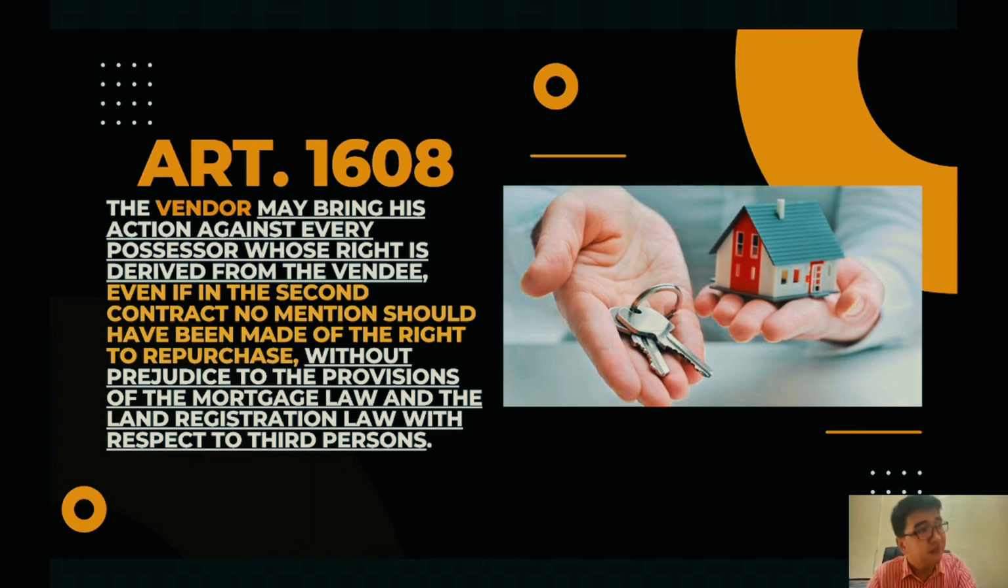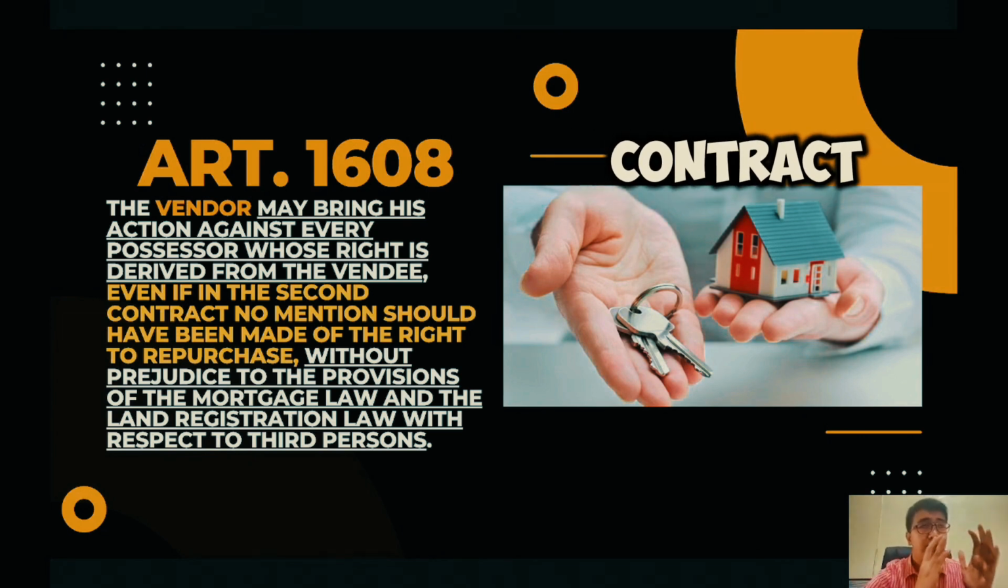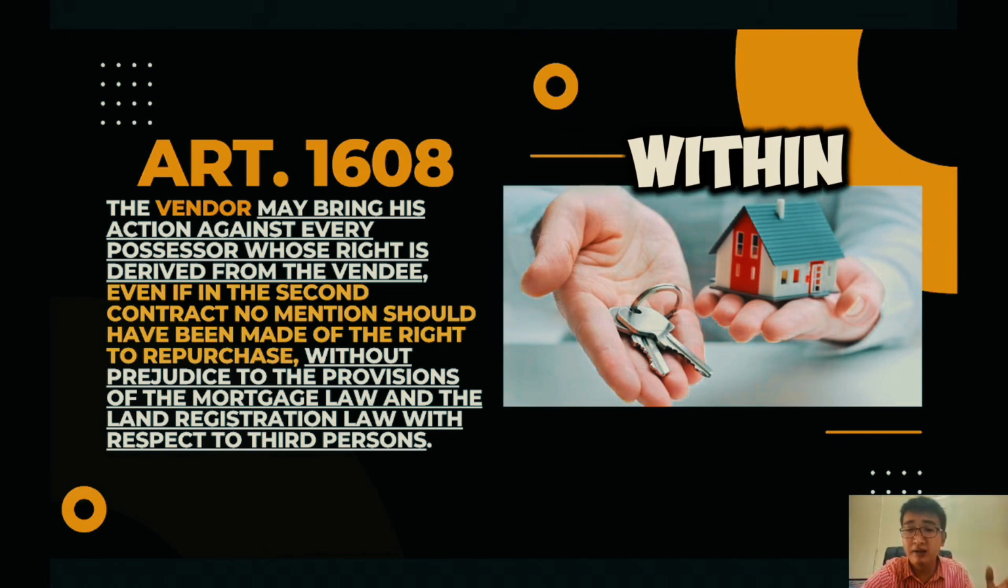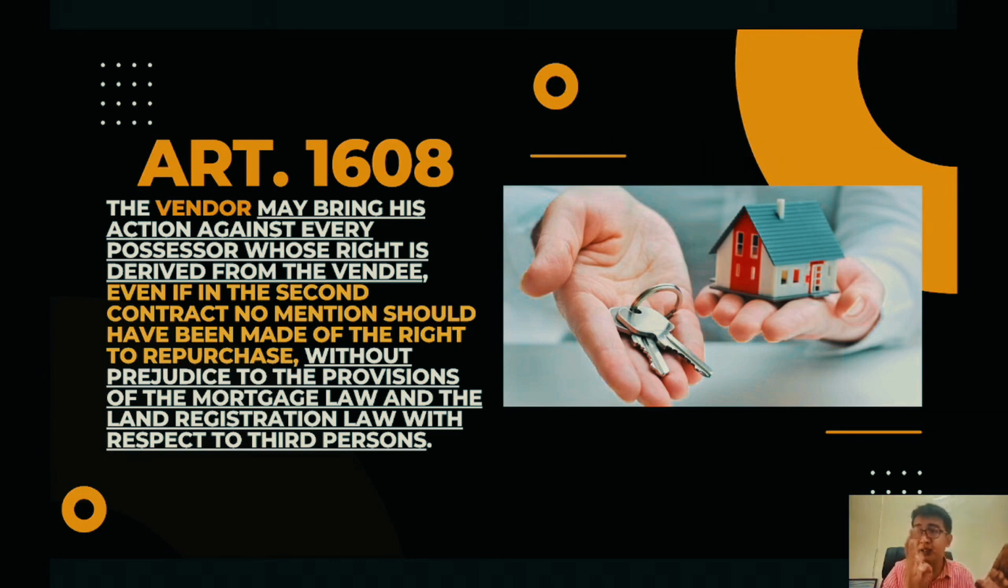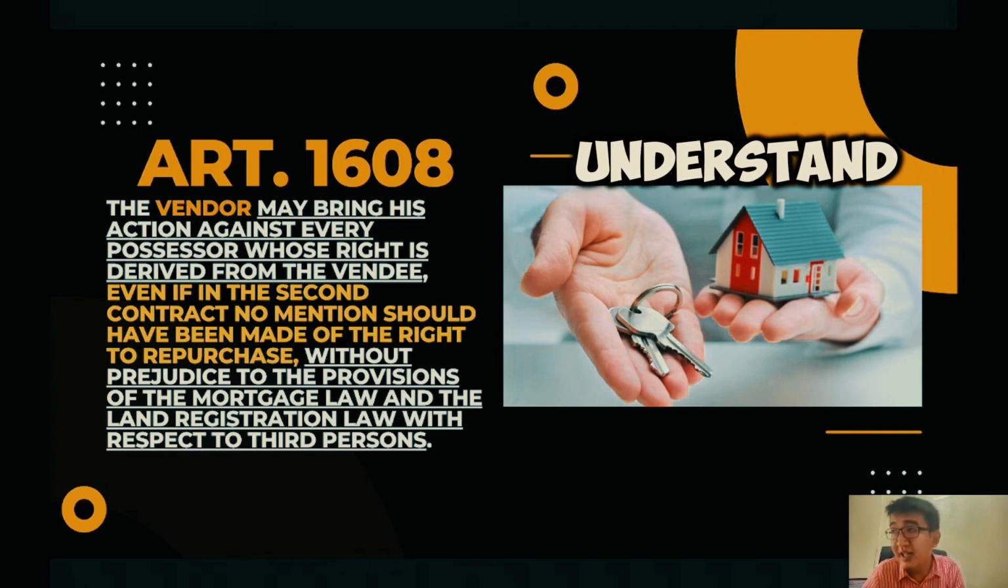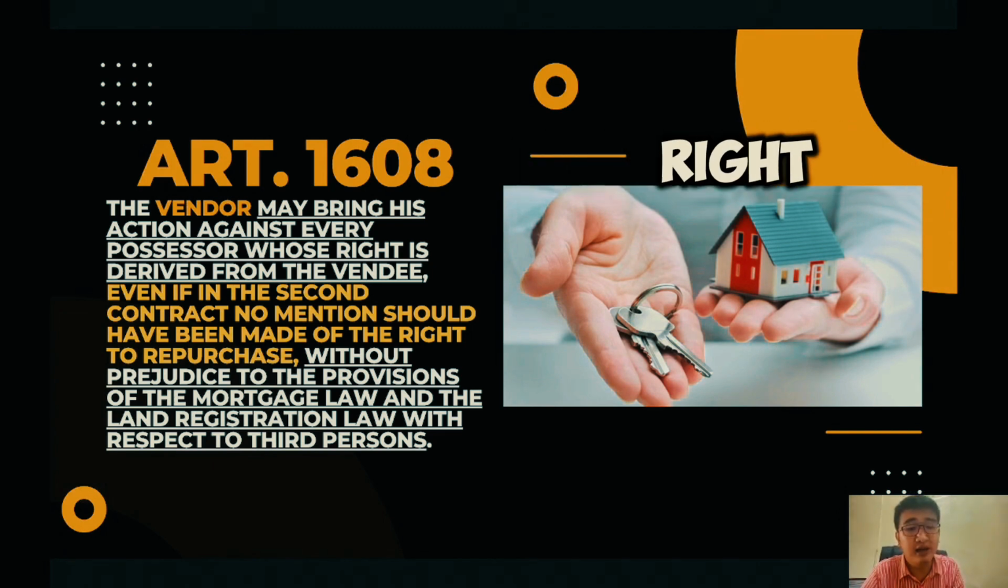Even if in the second contract, take note of this, no mention should have been made of the right to repurchase, without prejudice to the provisions of the mortgage law and the land registration law with respect to third persons. Meaning, dun sa contract ni A kay B with the right to repurchase, nandun yung right within 10 years. Tapos yung contract ni B kay C, walang nakamention na right to repurchase ni A. Kay C kay D, walang nakamention. Basta within 10 years, pwedeng exercise yun ni A. Pwede niyang bilhin ulit, even without mentioning his right to repurchase in the subsequent contracts. So, we can now understand that this right to redeem or right to repurchase is a real right. Di ba? This is a real right by the vendor.